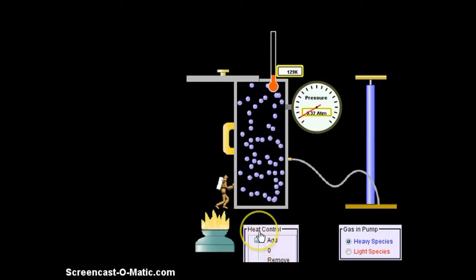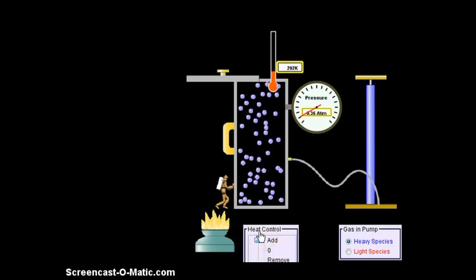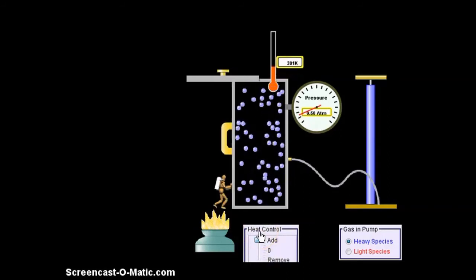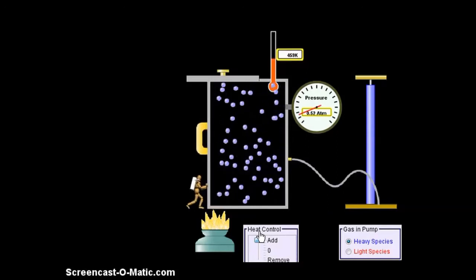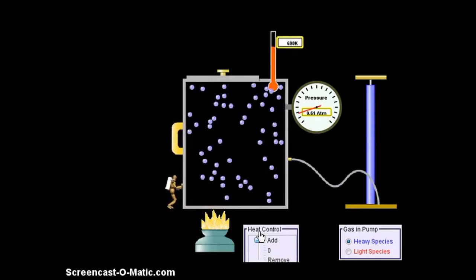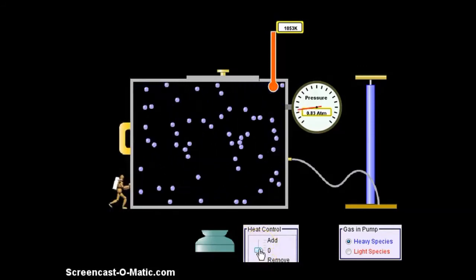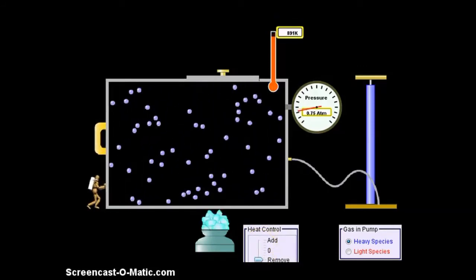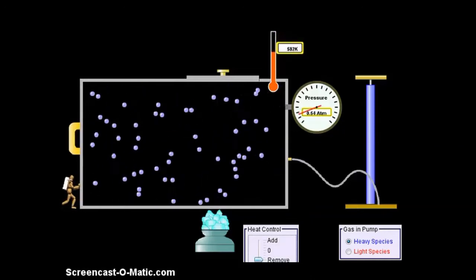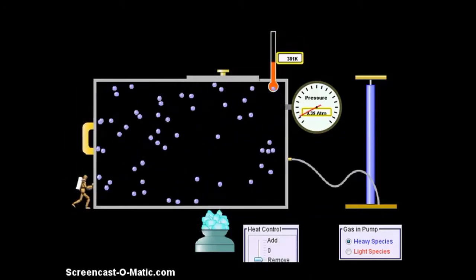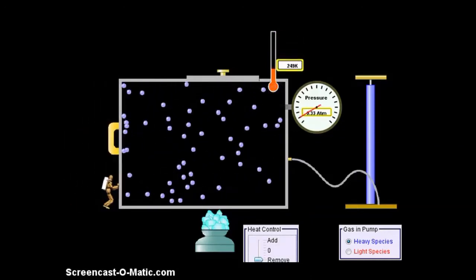So let's add heat. If we add heat, you can see that the temperature changes, and now the volume is also changing. The box is getting bigger. So temperature goes up, volume goes up. Now let's see if the opposite is true. If the temperature goes down, the volume should also go down, and you can see the volume is decreasing.